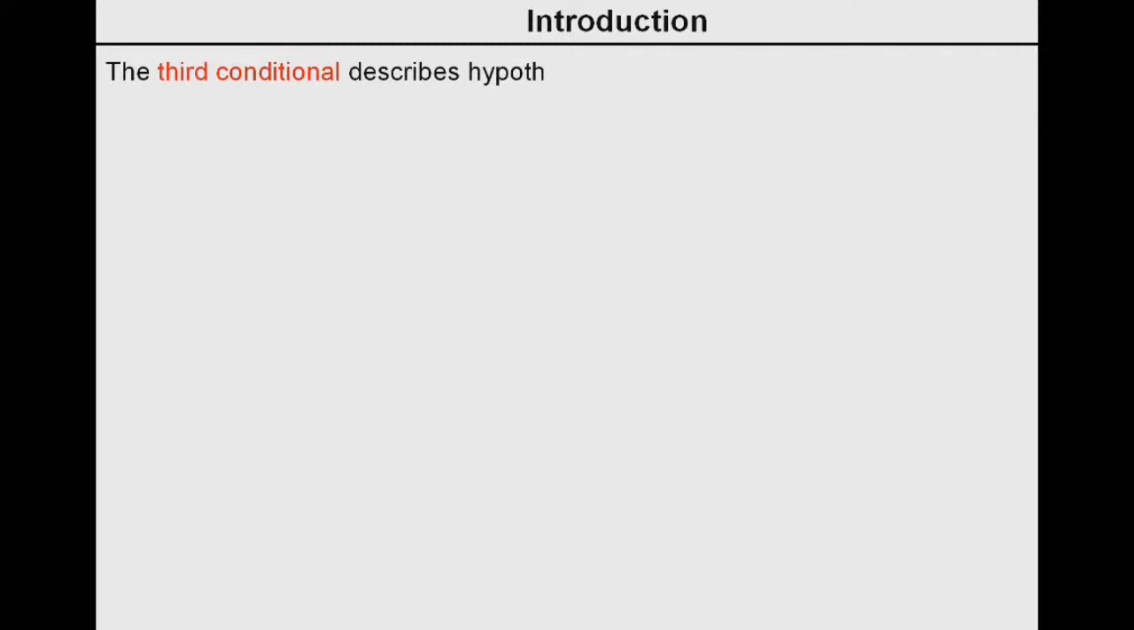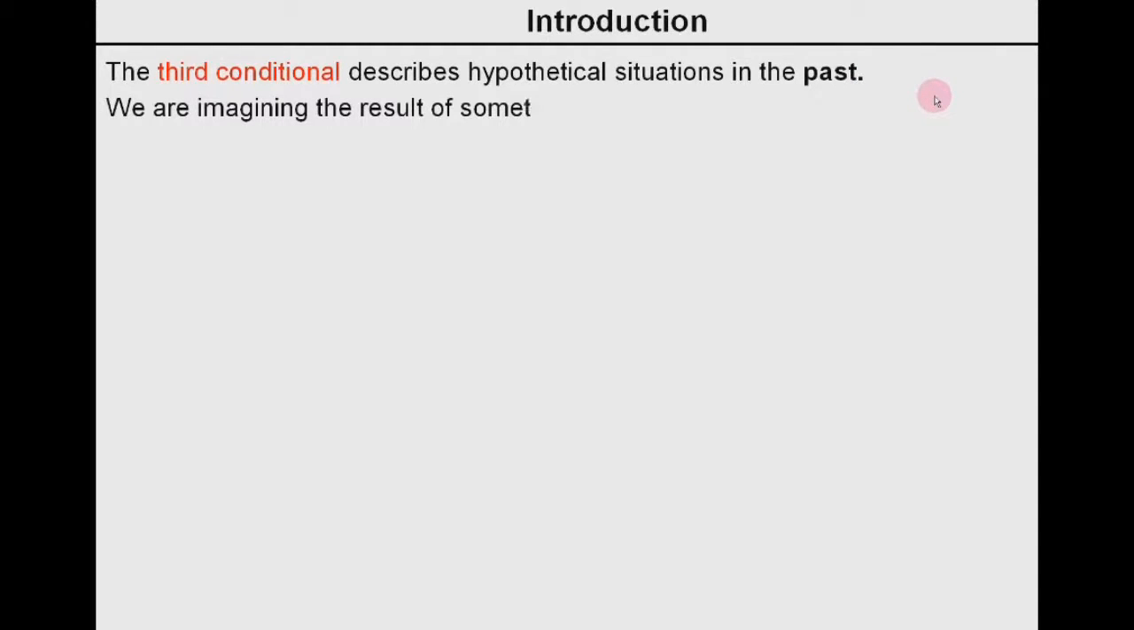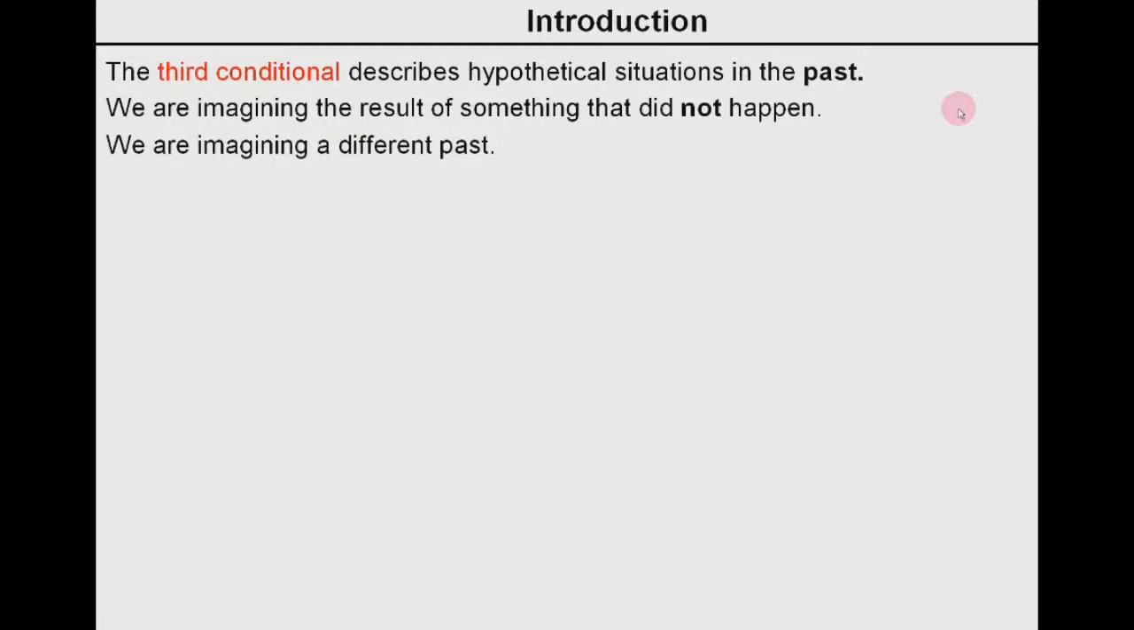The third conditional describes hypothetical situations in the past. This is very important, in the past. The third conditional is the only conditional that describes situations from the past. We are imagining the result of something that did not happen. Okay, so something in the past that did not happen. And very important, we are imagining a different past.